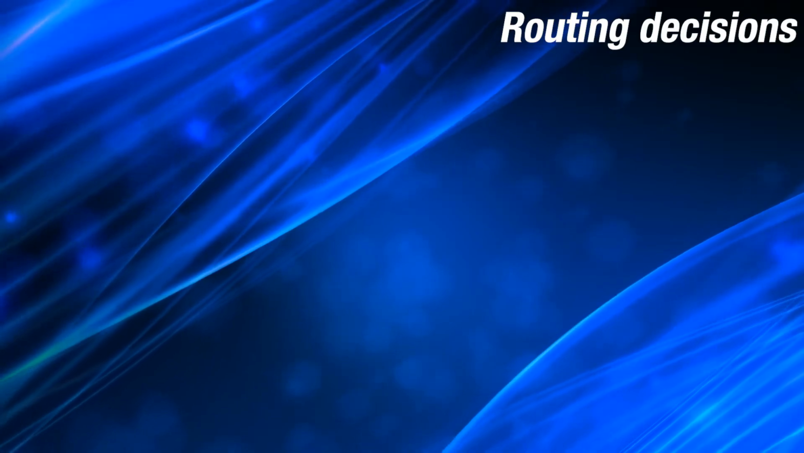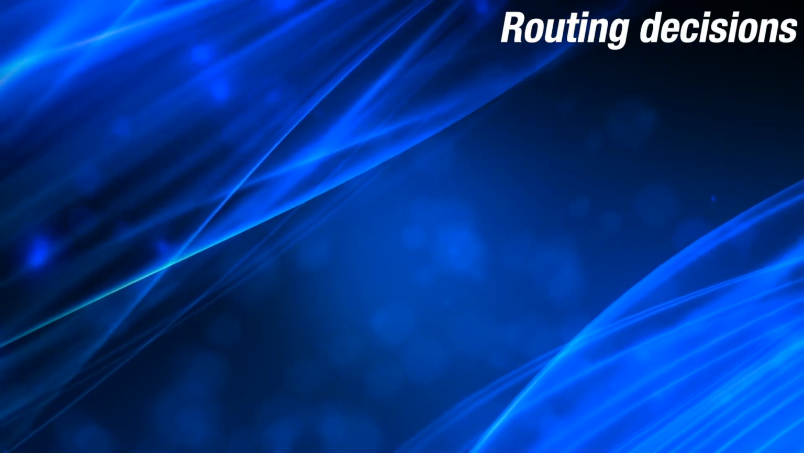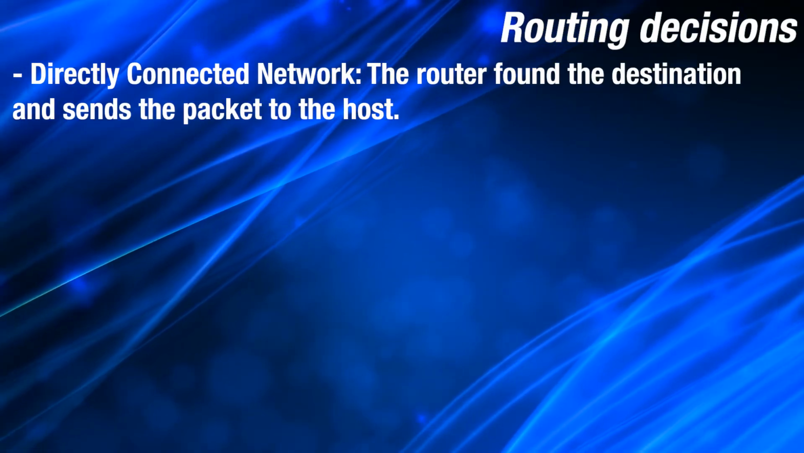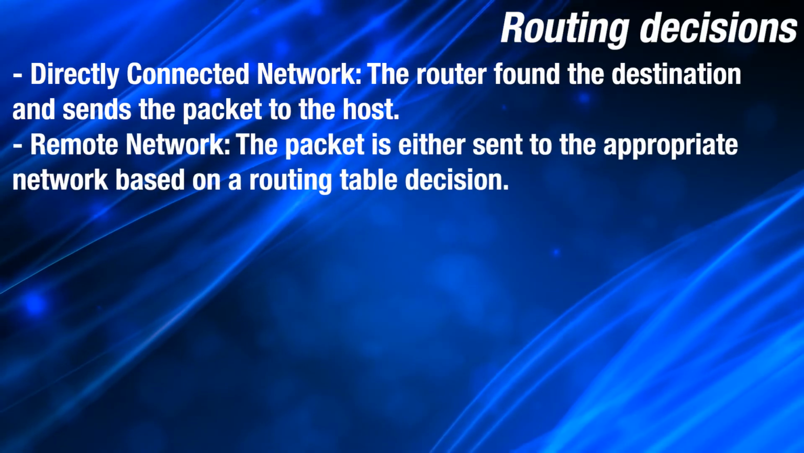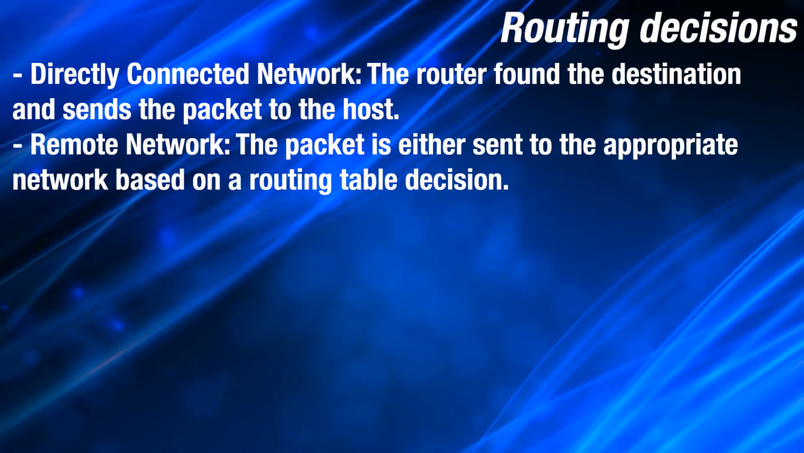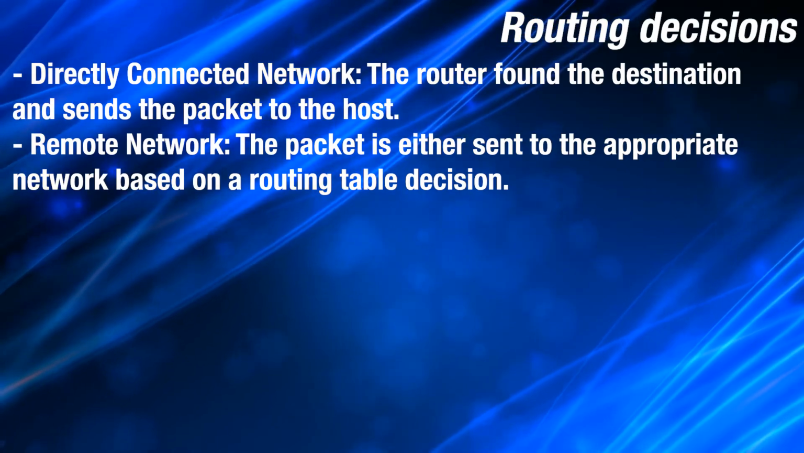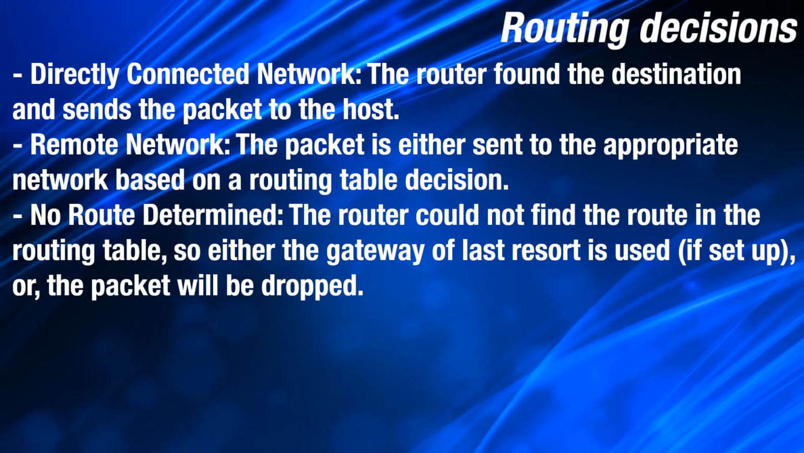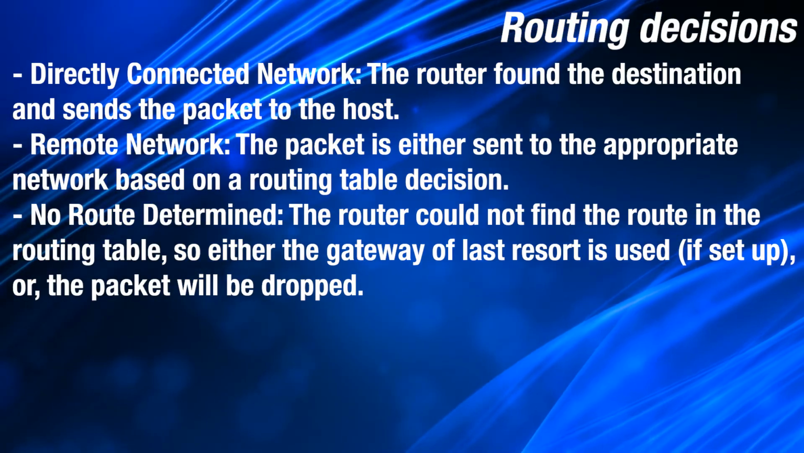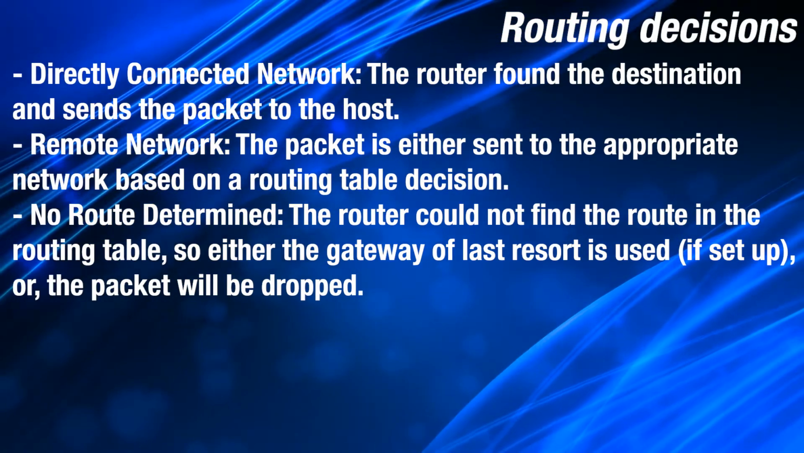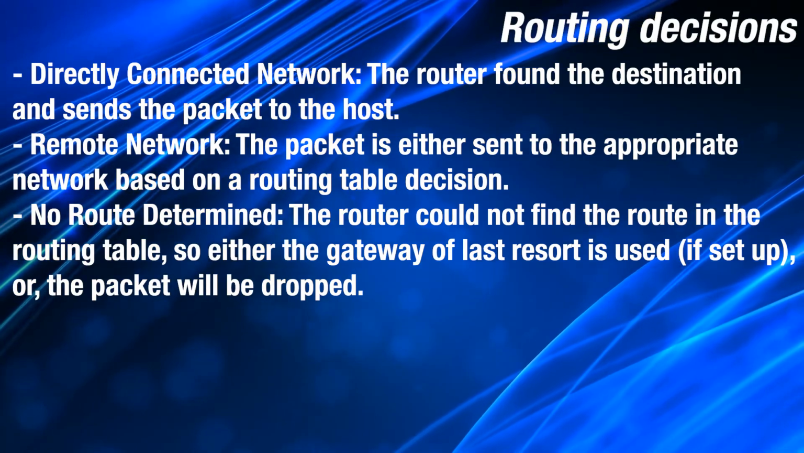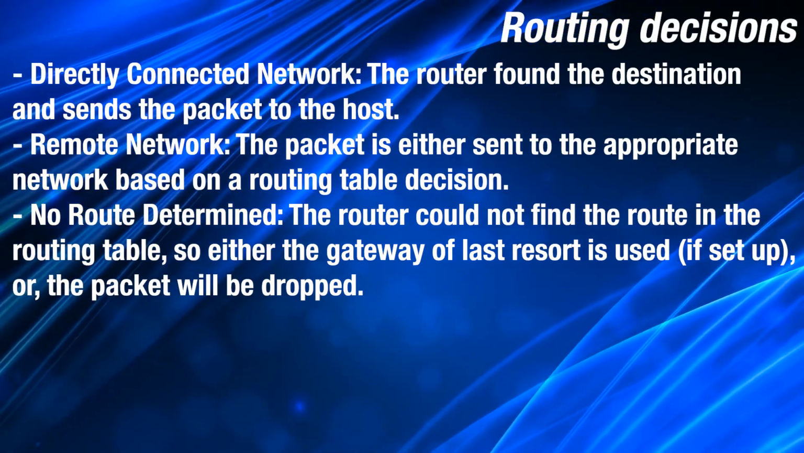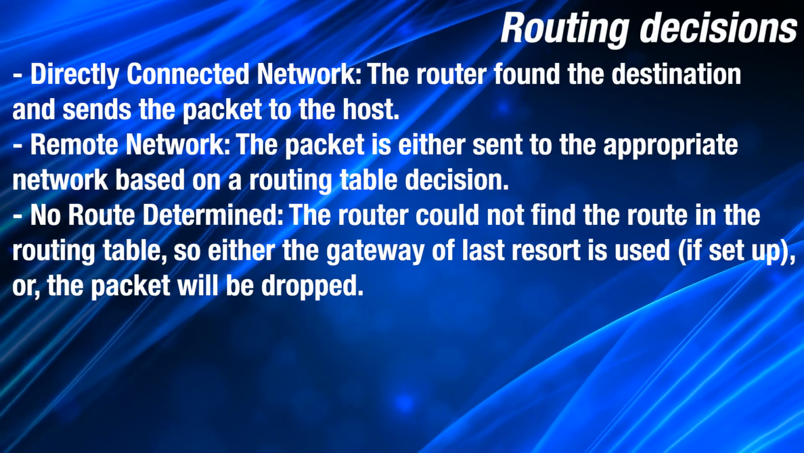Now ultimately, the router will select 3 routing decisions. Directly connected network, which means it will be sent to the host. Remote network, which means the packet will be forwarded to the most appropriate interface. And then, no route determined, which is where the packet will be sent to the gateway of last resort, which is the route that is used if the router cannot determine the right route. If there is no gateway of last resort, the packet is dropped. Otherwise, hopefully it finds its way.